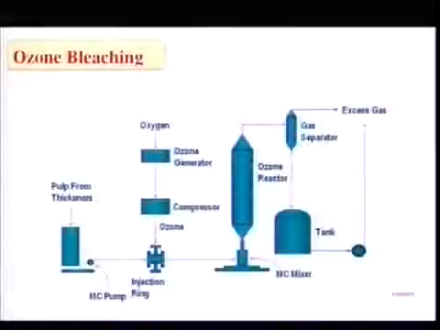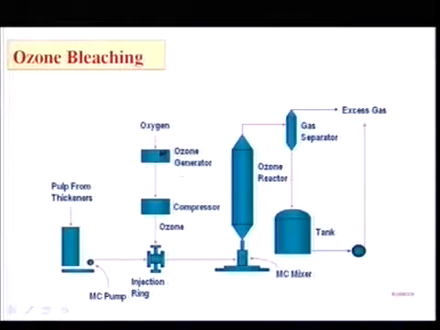Here is the process for ozone bleaching. Oxygen goes through the ozone generator. Here we use a process called corona discharge, electrolysis of oxygen, to get ozone, and it goes through the ozone compressor and then through the ozone ring.